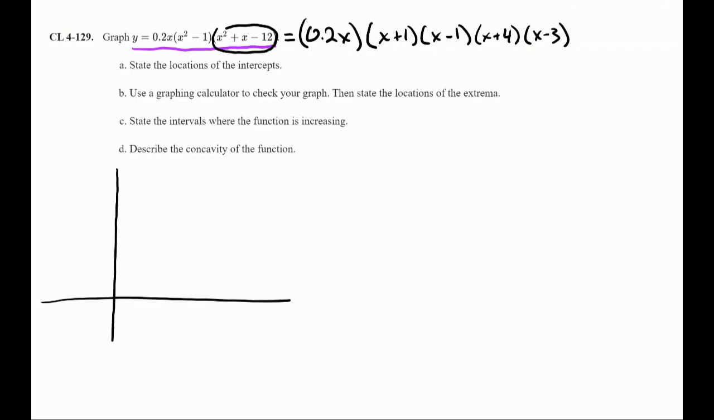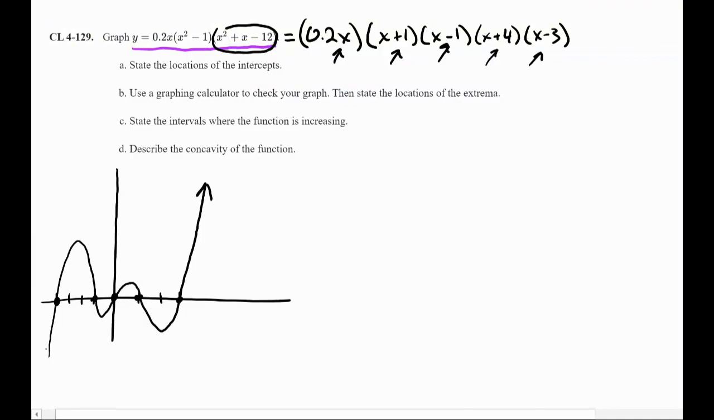So when we are doing this, we have a couple of different pieces that we need to understand. I'm going to plot all my x-intercepts, which in this one are 0, -1, 1, -4, and +3. And as we go through this, a couple of things happen on this graph. It's a positive value, so it's going to be going up here, down, up, down, and up. And that's the general shape of it.